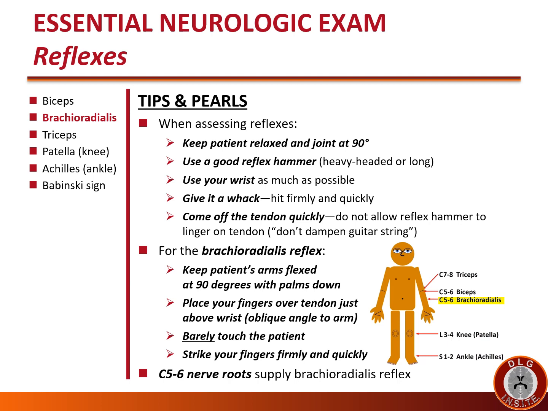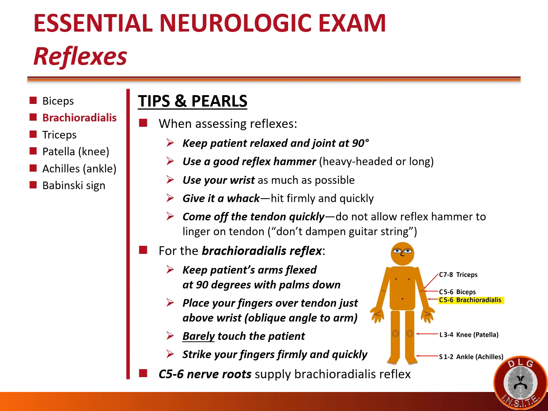Tips and pearls, reflexes, brachioradialis. Again, when assessing reflexes in general, keep the patient relaxed and joint at 90 degrees. Use a good reflex hammer with a heavy head or a long stem. Use your wrist as much as possible, not your whole hand, whole arm, just the wrist. And give the reflex a whack. Hit firmly and quickly. Come off the tendon quickly. Do not allow the reflex hammer to linger on the tendon, so don't dampen the guitar string.